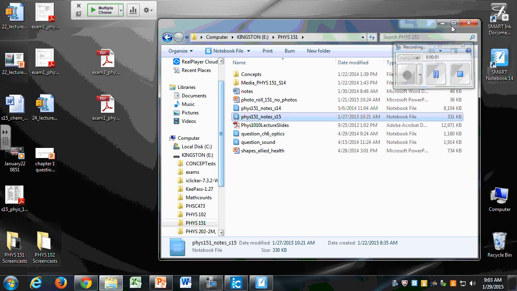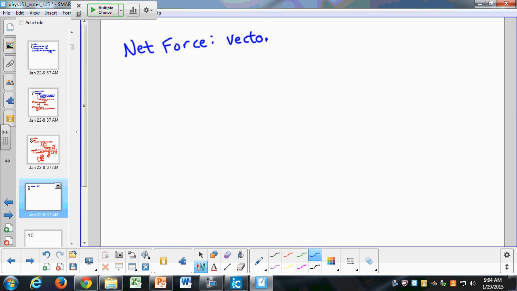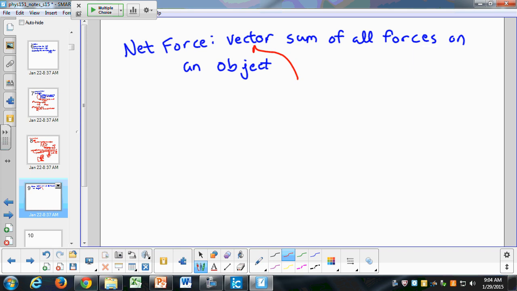On and cover the rest of those forces about a couple of things, and that is something called the net force. This is the vector sum of all the forces on a particular object. All right, now when I say vector, a vector is something that has what we call a magnitude and a direction.